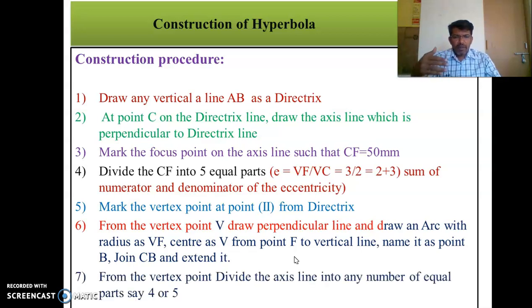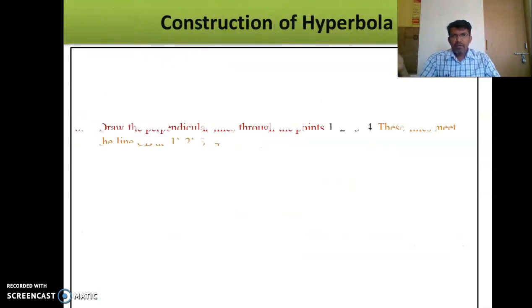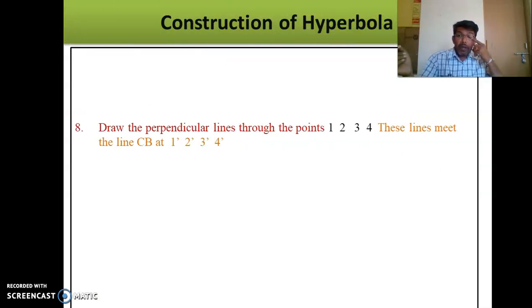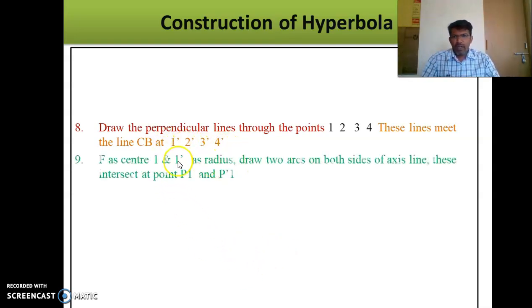The seventh point is, from the vertex point, divide the axis line into any number of equal parts. For a hyperbola, 4 to 5 is enough. Then the eighth point is, draw perpendicular lines through the points 1, 2, 3, 4 up to the line CB and mark them as 1 dash, 2 dash, 3 dash and 4 dash.